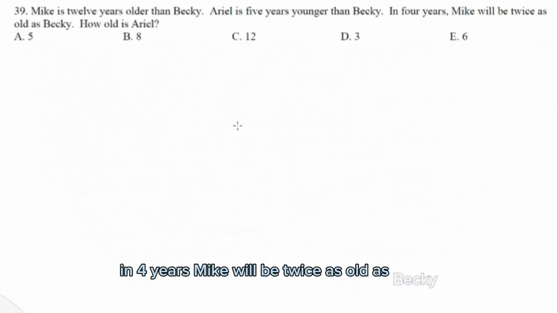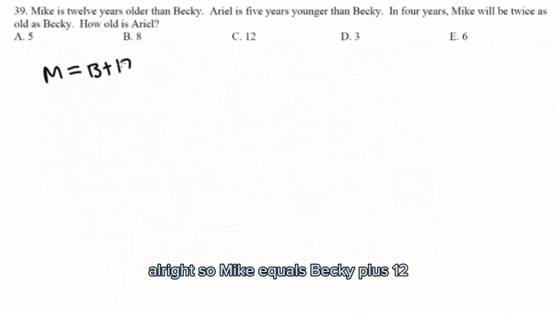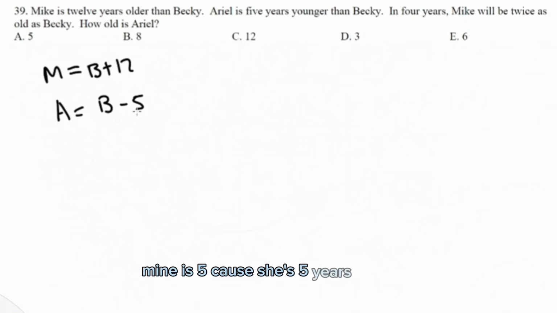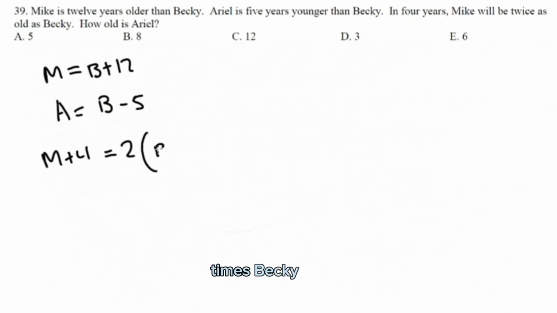Next, Mike is 12 years older than Becky. Ariel is 5 years younger than Becky. In 4 years, Mike will be twice as old as Becky. How old is Ariel? Alright, so Mike equals Becky plus 12 because he's 12 years older. Ariel equals Becky minus 5 because she's 5 years younger. And Mike plus 4, because Mike in 4 years, is equal to 2 times Becky plus 4, which is Becky in 4 years. Alright, let's solve this.